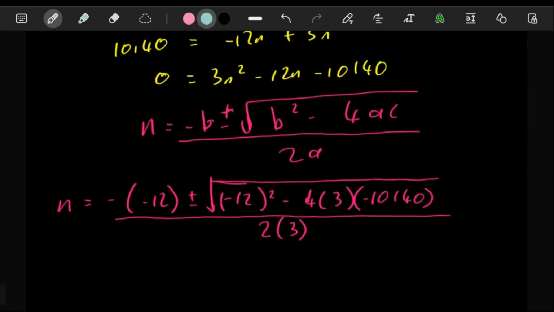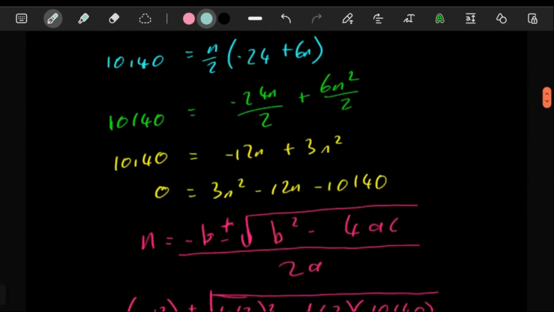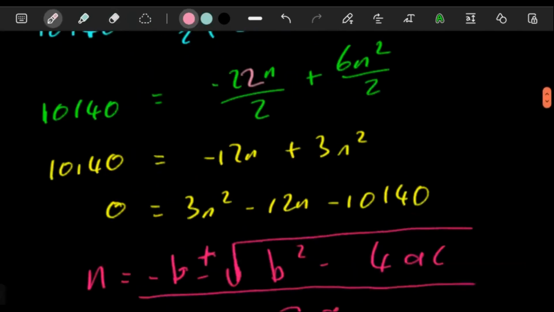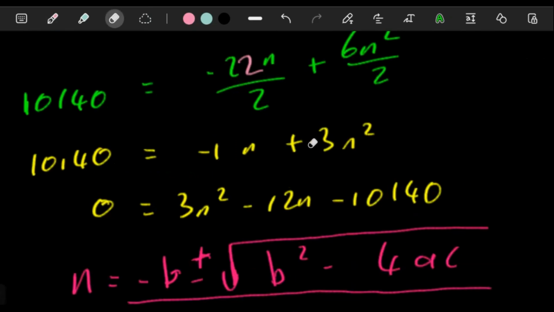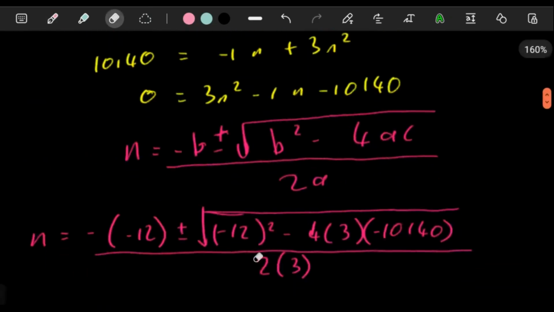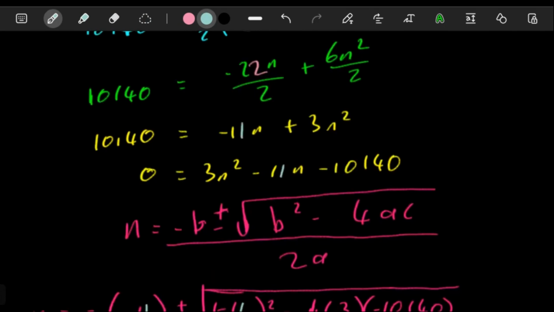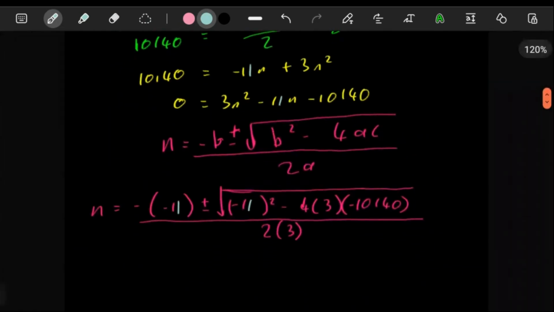But something doesn't seem right here. Is this a 12? 24? No, this is supposed to be 6. Oh yeah, that's supposed to be -22. Uh-oh, there's the mistake. This is supposed to be 22, meaning this is supposed to be 11. That was going to be a big problem. So this is 11, 11, 11, 11.